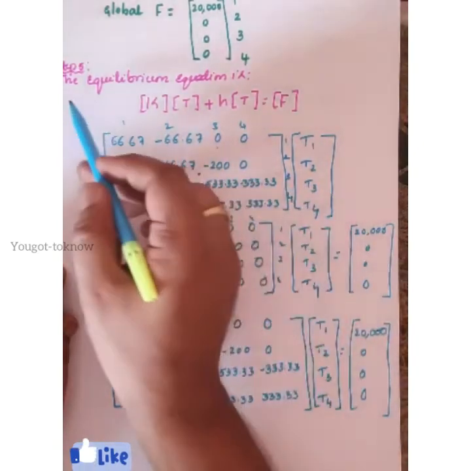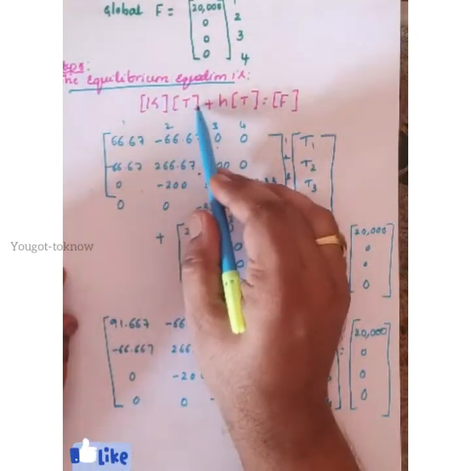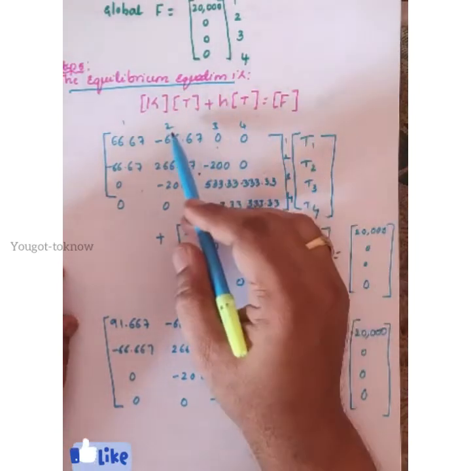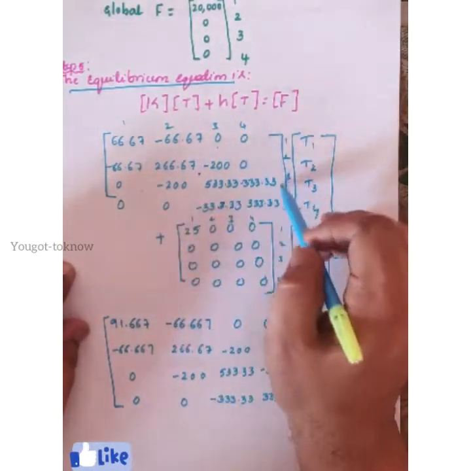Next, use your equilibrium equation for thermal. What is equilibrium? K into T plus H into T is equal to F. What is K into T? We have already calculated K, so just substitute the K value and the temperatures.